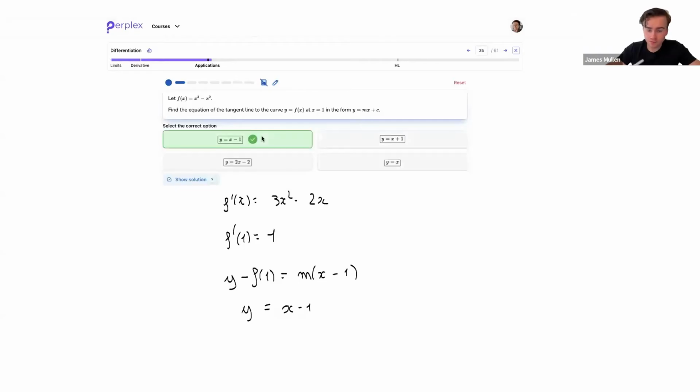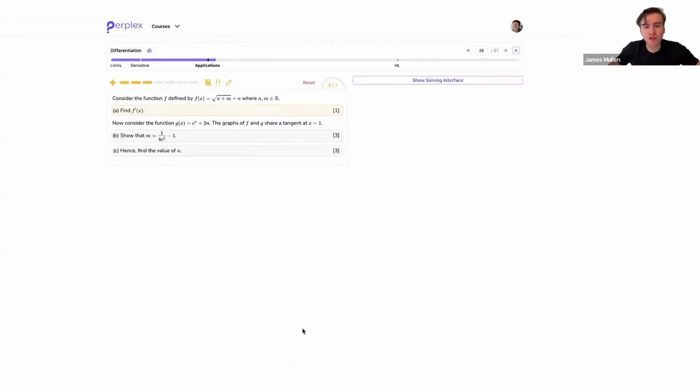Now I'm looking at this function, which is the square root of x plus m, plus n. And m and n are constants, which means that they're not going to affect the derivative in a particular way. I can just treat them as constants. So I'm going to rewrite f of x using exponent notation because it's going to be a bit easier. I'm going to write x plus m to the power of 1/2, and that's going to be plus n.